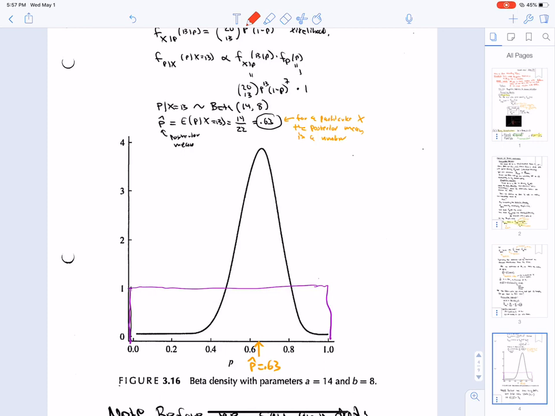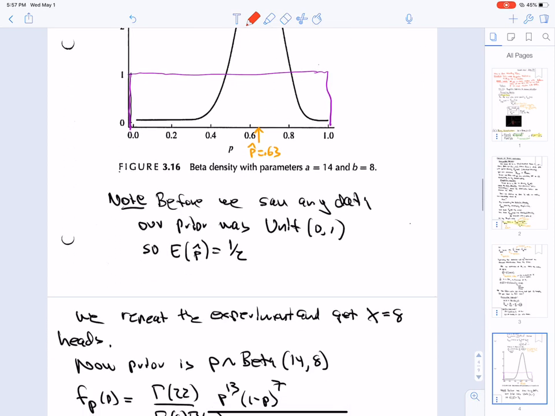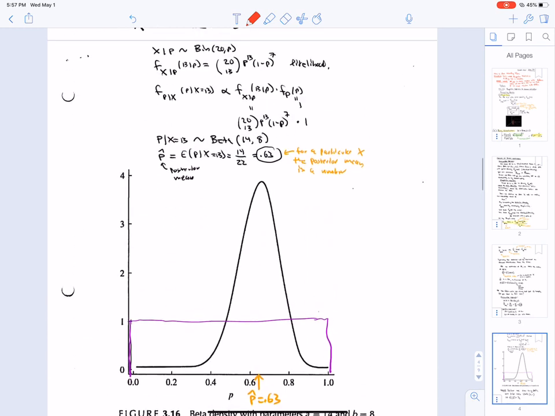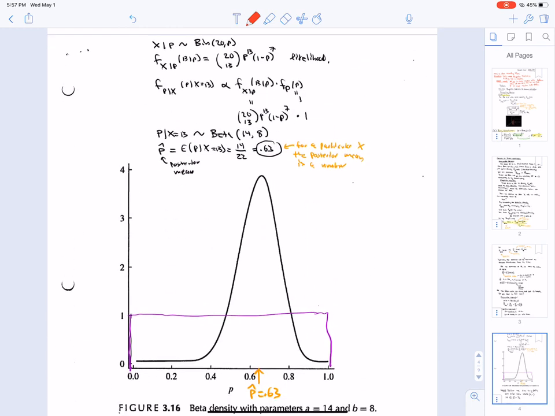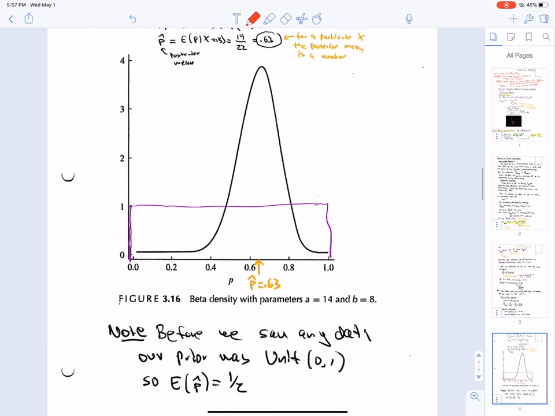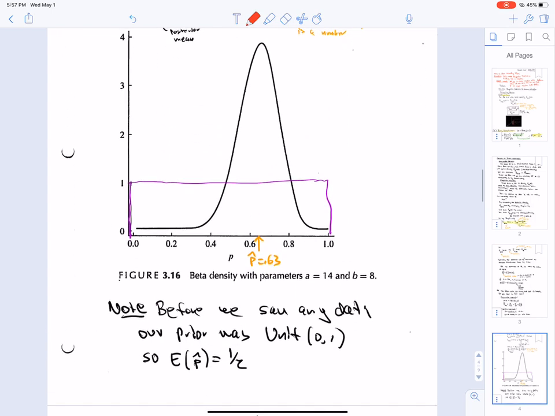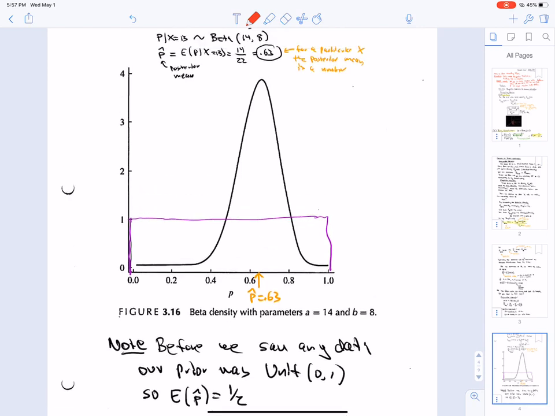So here I've drawn for you the Beta(14, 8) distribution, as well as the Beta(1, 1) or uniform(0, 1) distribution, which was our prior. And you can see that indeed the posterior is more pointed than the prior, as we have now collected data. So before we would have estimated our p to be a half, and now that we got 13 heads, we shift it to the right.